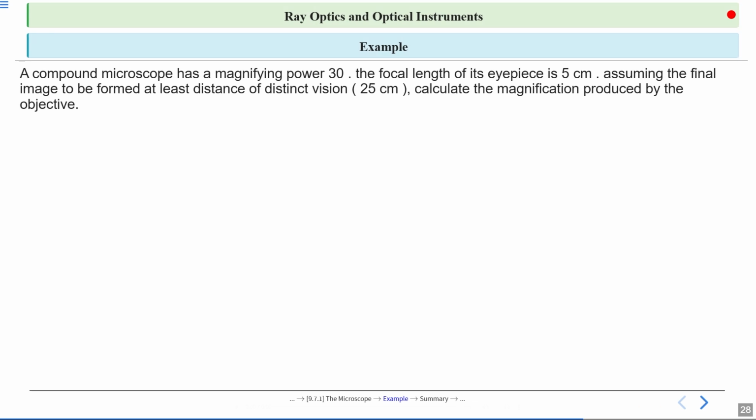So we are given a compound microscope with a total magnifying power of 30 and an eyepiece of focal length 5 centimeter. The final image is formed at the least distance of distinct vision, which is 25 centimeter. We need to calculate the magnification produced by the objective lens. Magnifying power m is the total magnification provided by the microscope, given as 30. Focal length of eyepiece Fe is given as 5 centimeter. And the least distance of distinct vision D, the closest distance at which the eye can see an object clearly, is typically 25 centimeter.